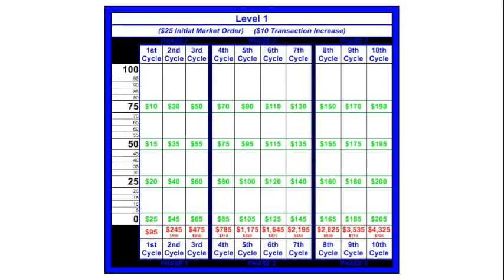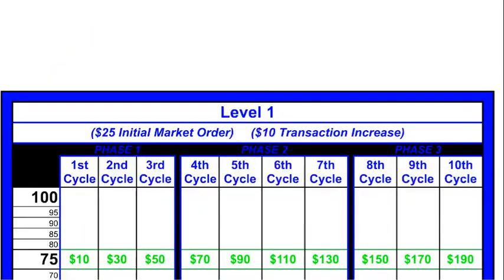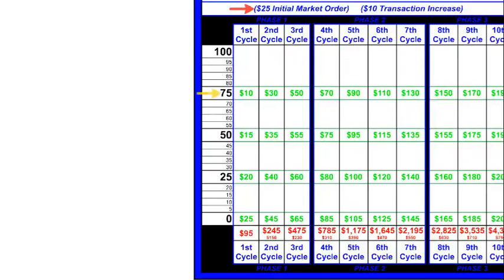Ladies and gentlemen, this is the Buy More strategy tool. As you look at the top, it tells you the level. It tells you what dollar amount to run your first initial market order with. On the sides, these are going to be your price points. You only buy on the quarters: 75, 50, 25, and double zero. And then these are the dollar amounts you're going to purchase for.